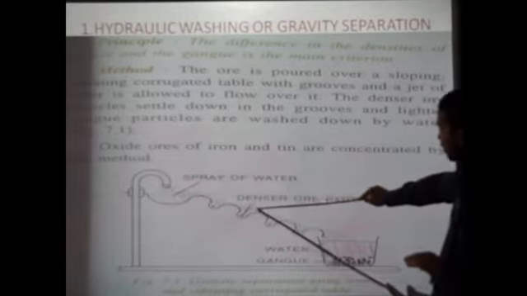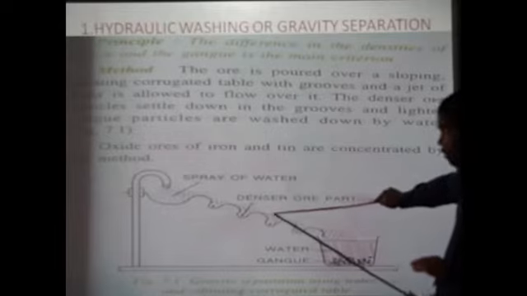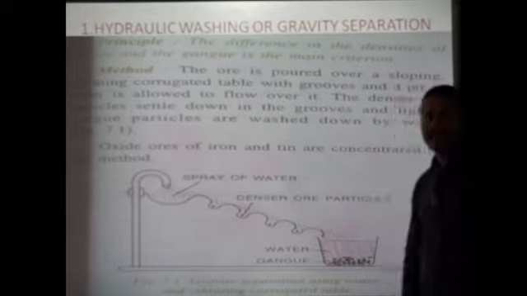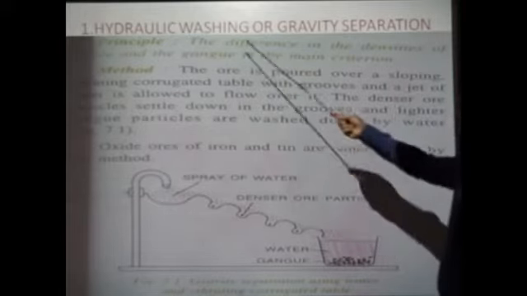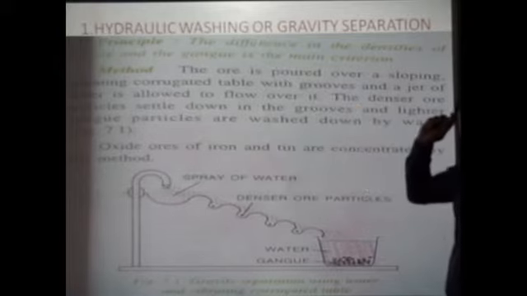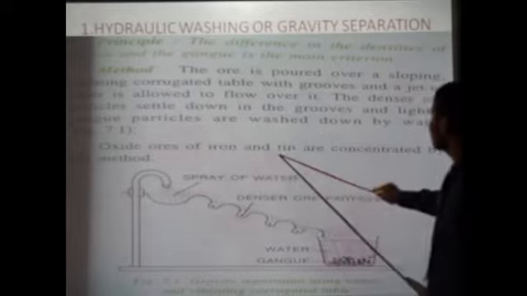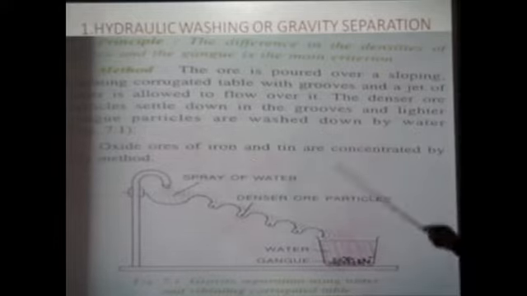We wash away all the impurities present in the ore, and the impurities are kept here, and ores are present in these groups. So which of the oxides can be concentrated by using this method called hydraulic washing or gravity separation? Oxide ores of iron and tin are concentrated by this method.